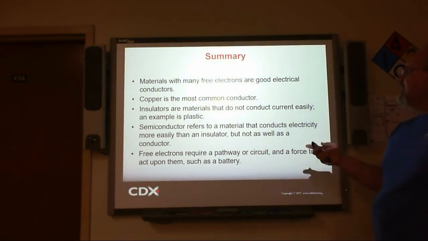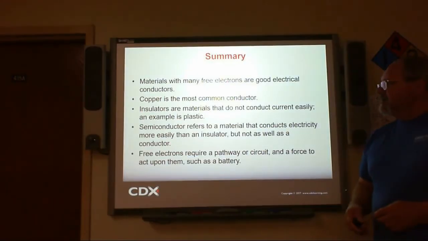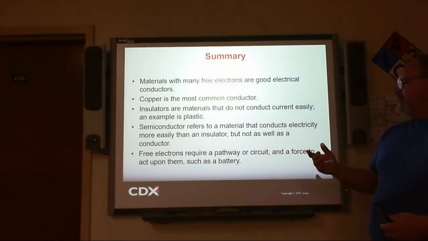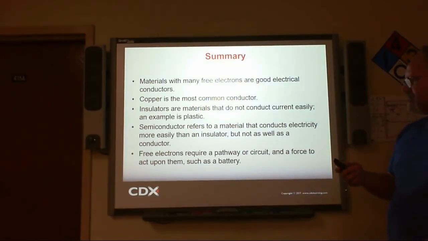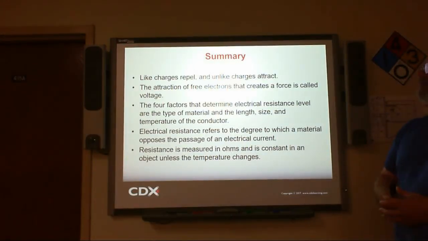Many materials with free electrons are good conductors. Copper is the most common conductor. Insulators are materials that do not conduct electricity easily. And a semiconductor refers to a material that conducts electricity more easily than an insulator, but not as well as a conductor. And free electrons require a pathway or a circuit and require a force acting upon them, such as a battery. We also talked about charges.